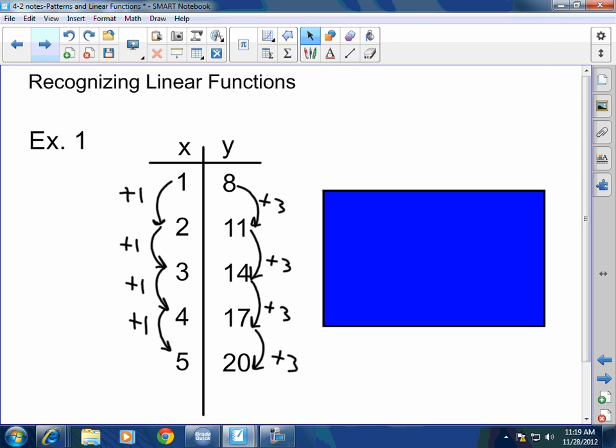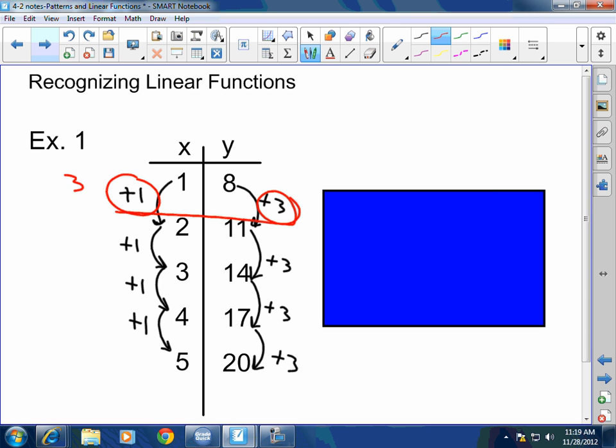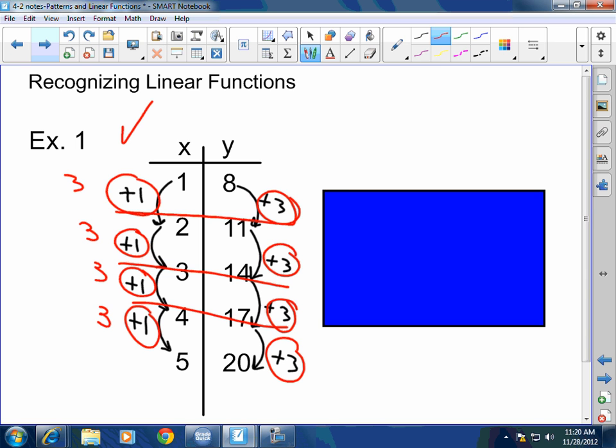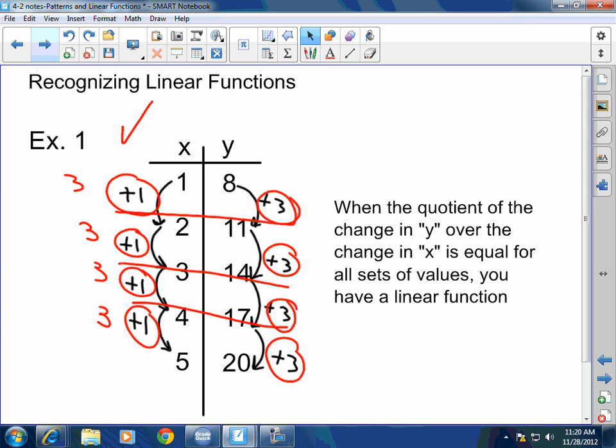Now, in order for there to be a linear function from a table, the change in y divided by the change in x must be constant. So let's look at it. What's 3 divided by 1? 3. What's 3 divided by 1? 3. So this is a linear function. When the quotient of the change in y over the change in x is equal for all sets of values, you have a linear function.